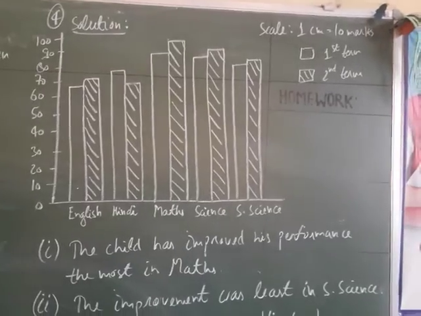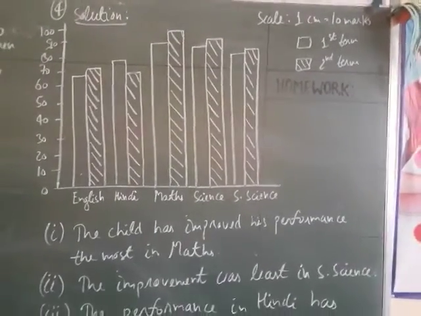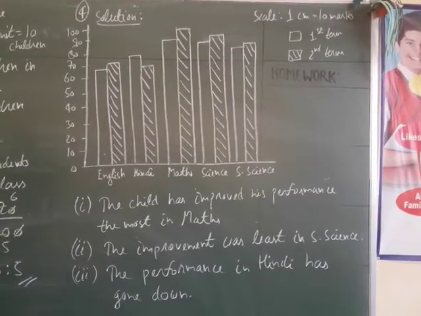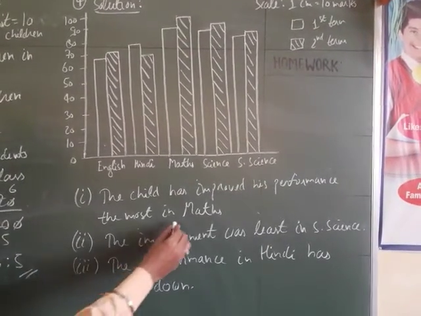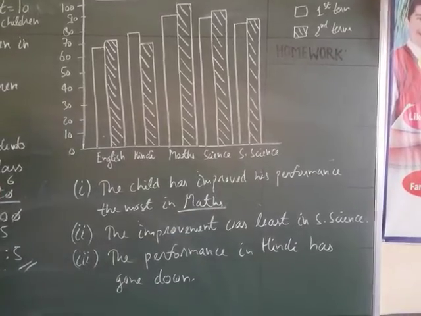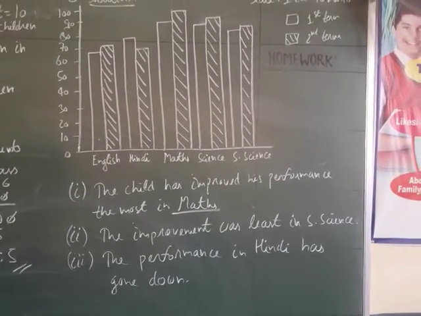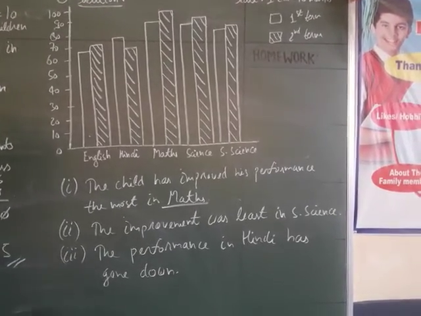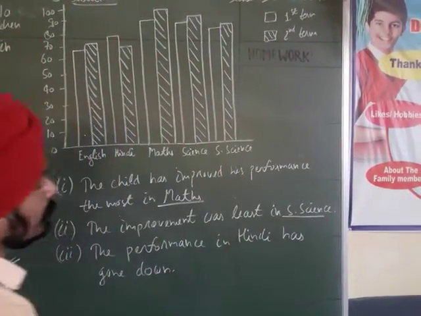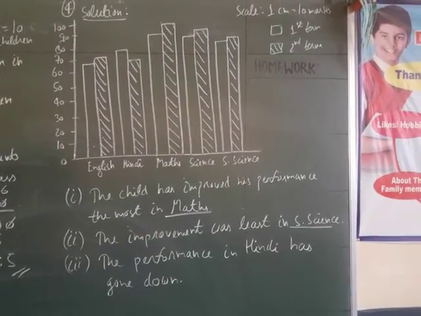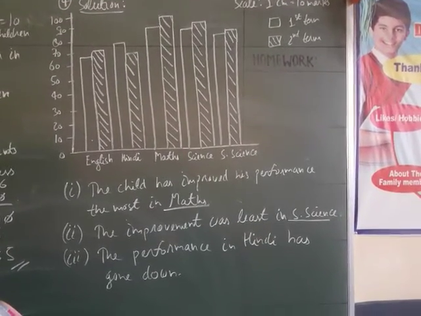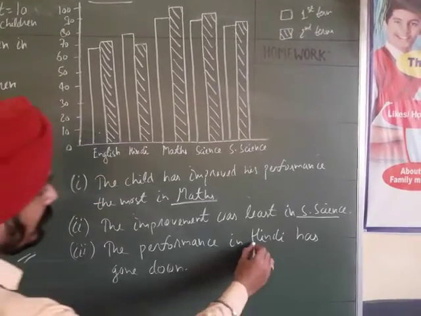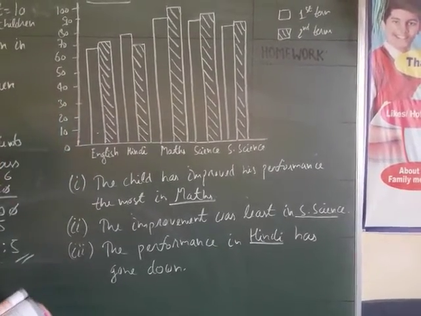Then on the basis of this you have to answer the following questions. In which subject has the child improved his performance the most? You will notice from the graph that in maths the child has improved his performance the most. Second part, in which subject is the improvement the least? Again you will see from the graph that in social science the improvement was least. In the third part you have to tell whether the performance has gone down in any subject. You will see that in Hindi the performance has gone down.